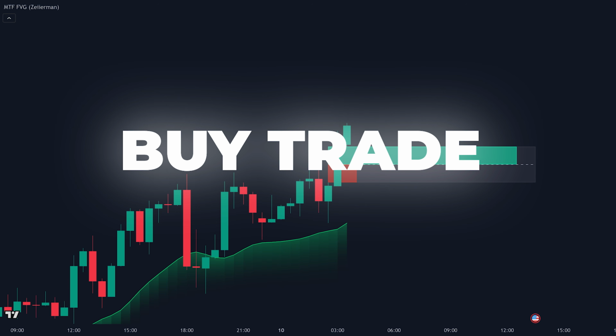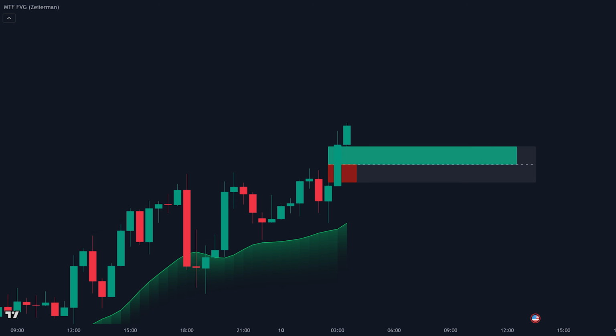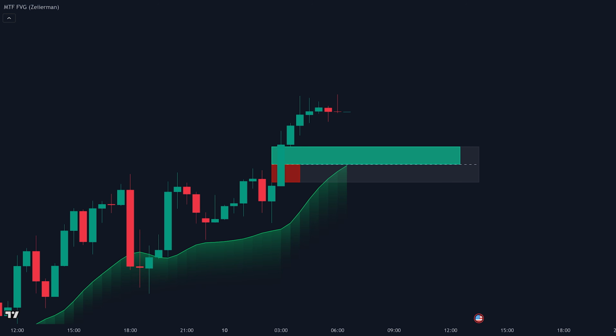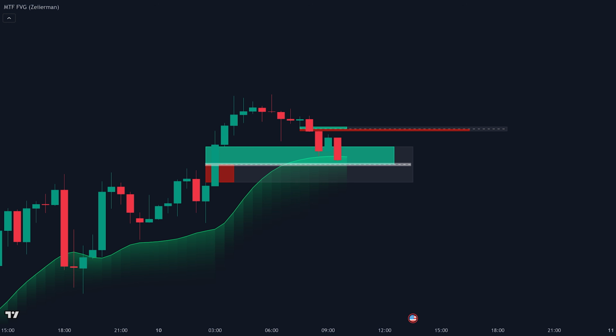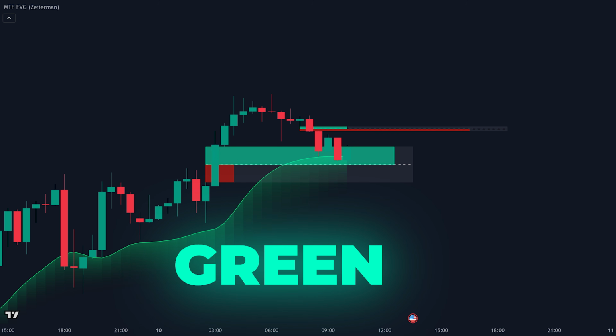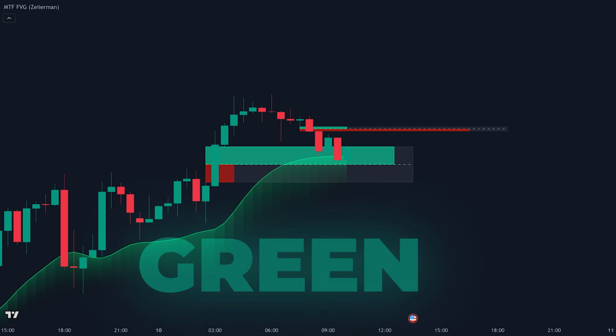Buy trade setup. Here, we have a bullish fair value gap formed after a strong move up. The gap hasn't been filled, so it's still valid. We wait for price to pull back into the gap, ideally around the 50% level. Inside the gap, the green bar is bigger, showing strong buy effort. The trend line is also green, confirming an uptrend.